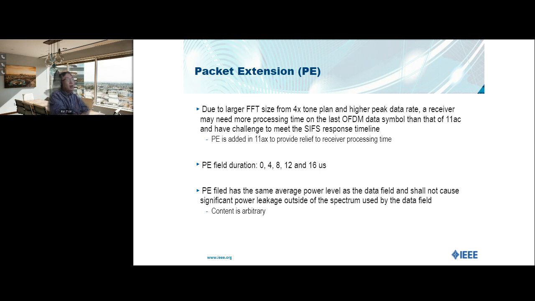Okay. We know that in 11ac, many transmissions require a SIFS response. Basically, you need to send an ACK after the SIFS time, 16 microseconds. Because of the larger FFT size, 4x numerology, and higher peak data rate, the receiver now cannot meet that timeline. So in order to relieve that, something called packet extension was added, okay? It's called PE. The PE field can intentionally add a time of 4, 8, 12, or 16 microseconds to provide relief to the receiver processing time.